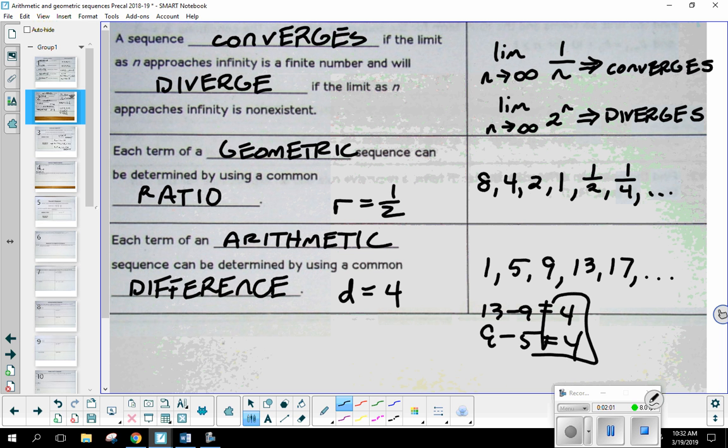Okay, we've got geometric and arithmetic. If you are multiplying each term by the same value over and over again to generate the sequence, we call that value the common ratio, and we use r to describe it. If it's an arithmetic sequence, well, then you're either going to be adding or subtracting the same value over and over again. We call that the common difference, and we refer to it as d.